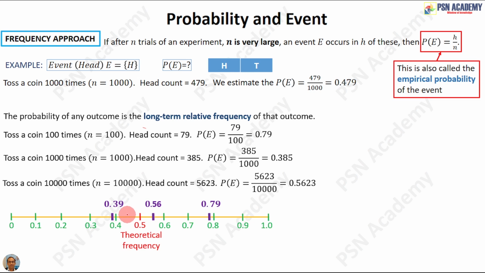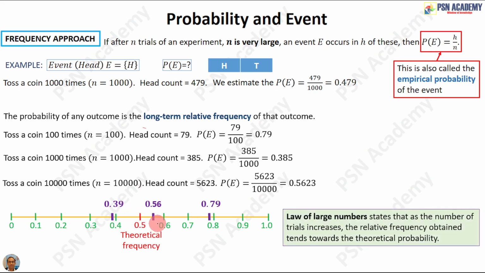So what do you see? You increase the trial numbers and your observed probability comes closer and closer to theoretical probability. This is called law of large numbers. That states that as the number of trials increases, the relative frequency obtained tends towards the theoretical probability.